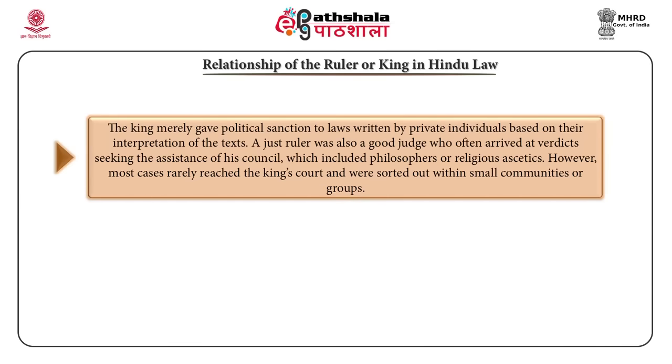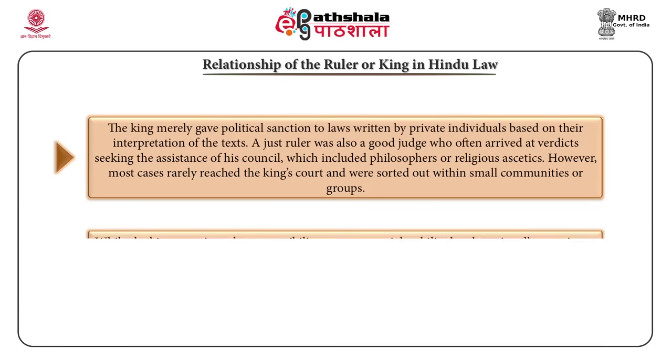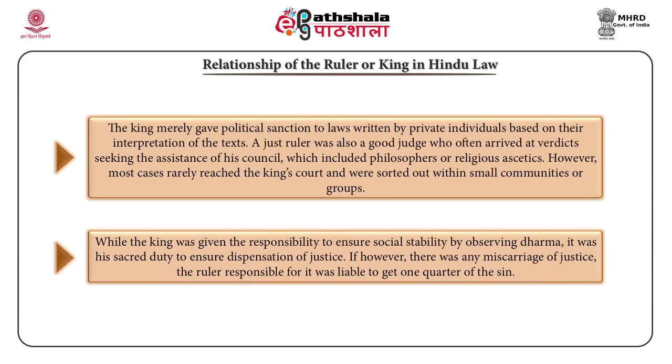A just ruler was also a good judge who often arrived at verdicts seeking the assistance of his council, which included philosophers or even religious ascetics. However, most cases rarely reached the king's court and were sorted out within small communities or groups well in advance. While the king was given the responsibility to ensure social stability by observing Dharma, it was his sacred duty to ensure the dispensation of justice. If, however, there was any miscarriage of justice, the ruler responsible for it was liable to get a quarter of the sin.